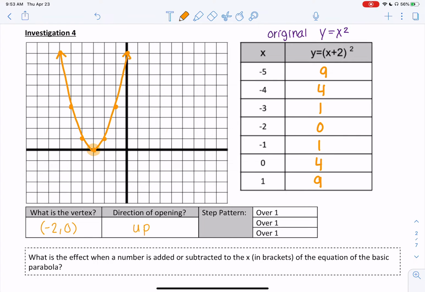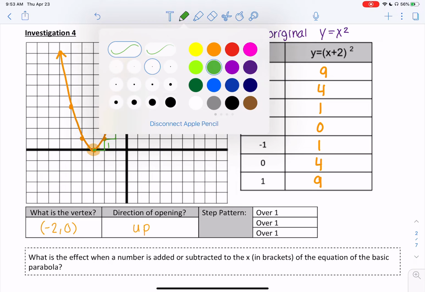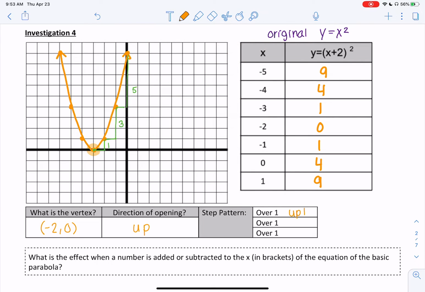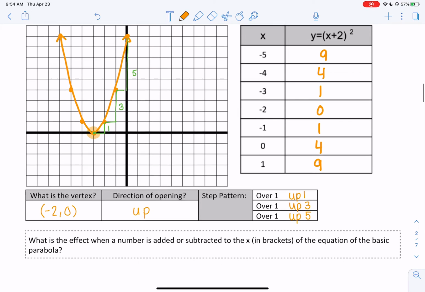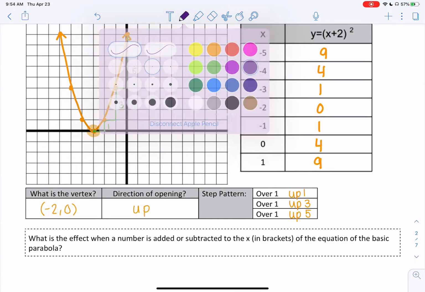We haven't changed that. And now we'll check our step pattern to make sure it's the same shape. And we still have our same step pattern here. So that means it's still the same shape as it was before. The only difference is that it has now been moved over to the left. So it's just living in a slightly different location. So now we're going to make our conclusion here.